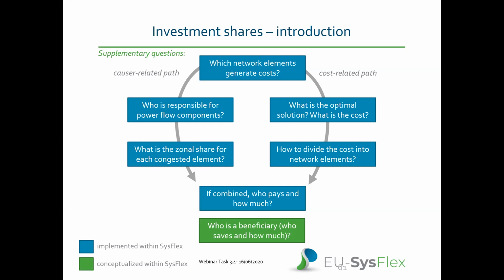On the left side of the picture, we have the causal related path. Here we can ask which zones actually cause the overloads, and then how to divide the costs generated by a particular element into particular zones. If we combine the two paths, left and right, we can answer the question about the particular monetary burden of zones. Once we have this, we can identify the greatest beneficiaries, and then how to actually divide the investment costs. All the blue elements are drafted or postulated by the core proposal, but we have actually implemented an exemplary way to introduce them into reality and to compute them. The conceptualization of the investment matter is developed within SysFlex.